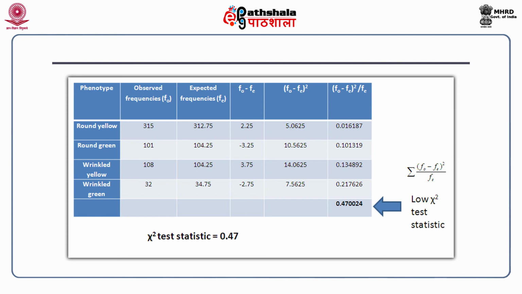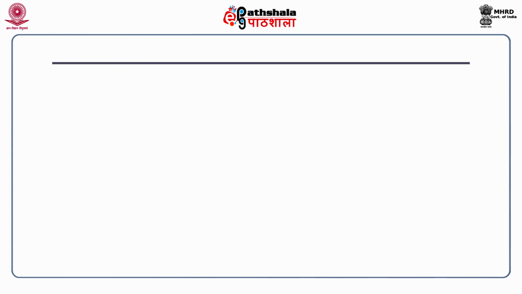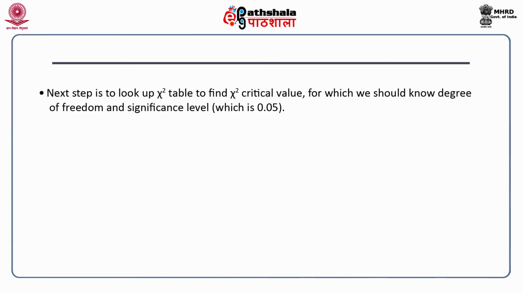As I told you, low chi-square corresponds to a high p-value, and high chi-square corresponds to a low p-value. So in this case, you expect the p-value to be very high. The chi-square test statistic is 0.47. That you can actually look up in your chi-square table to find the chi-square critical value, for which we should know the degree of freedom and the significance level.